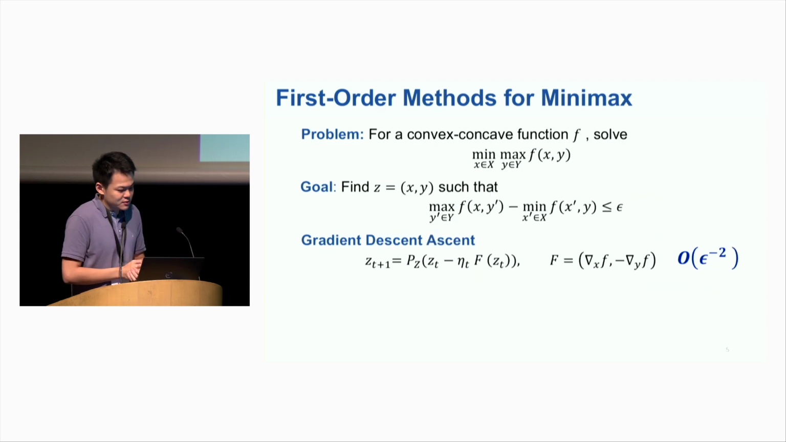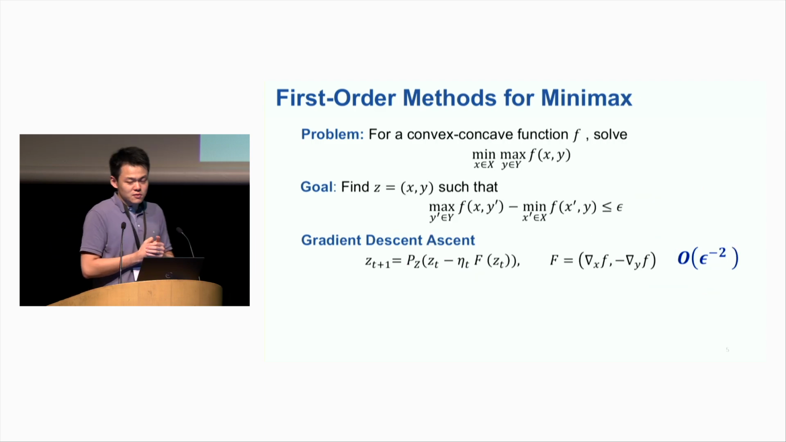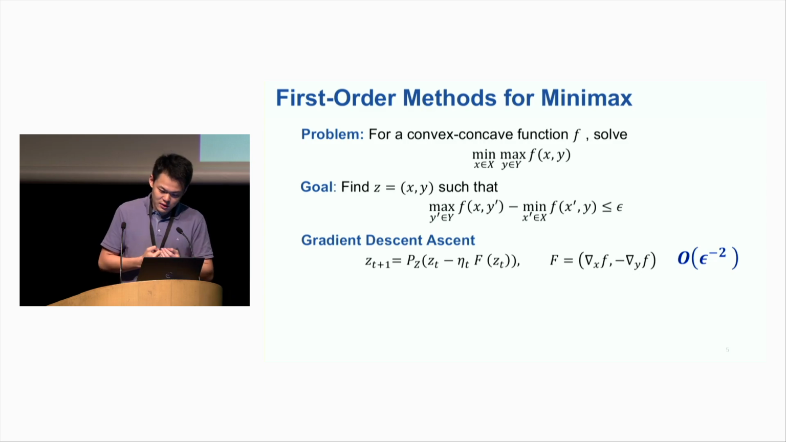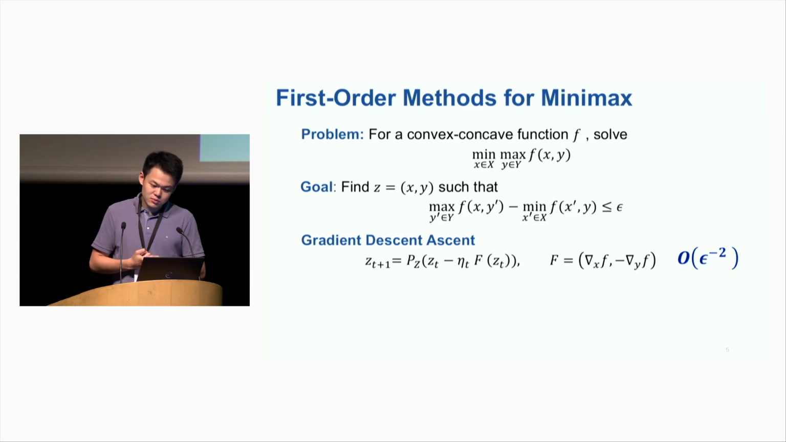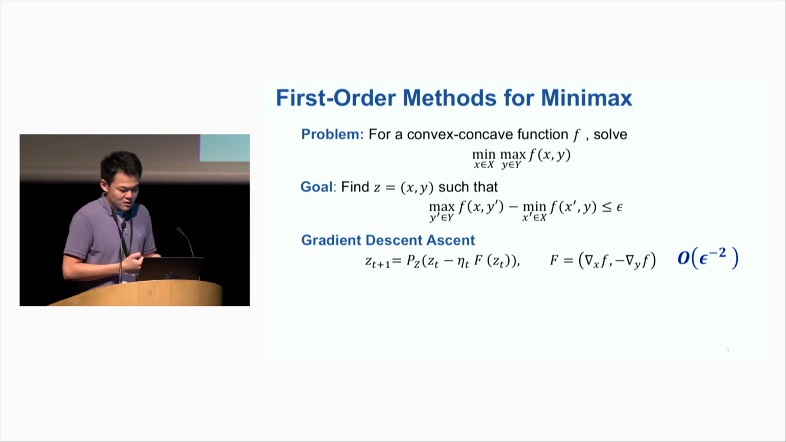Then let's see what happens for min-max problems. We are considering a different problem, which is the convex-concave problem. Here we have a function f that is convex in x and concave in y. Instead of finding the optimal point x, we want to find a pair of points x, y such that the duality gap is bounded by epsilon. This means that whether we optimize over y or over x, the value is bounded by epsilon. This is the counterpart of suboptimality in minimization.